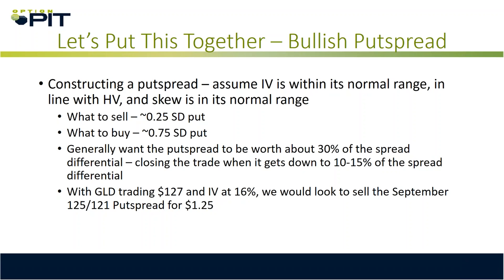One of the benefits of being short a put spread is that the 0.75 standard deviation put is going to have a lower implied vol than the 0.25 standard deviation put. This is a wonderful little feature. They're basically giving you cheap insurance for being short a put. So you're short a 0.25 standard deviation put, and then you get to insure that with a cheaper option.